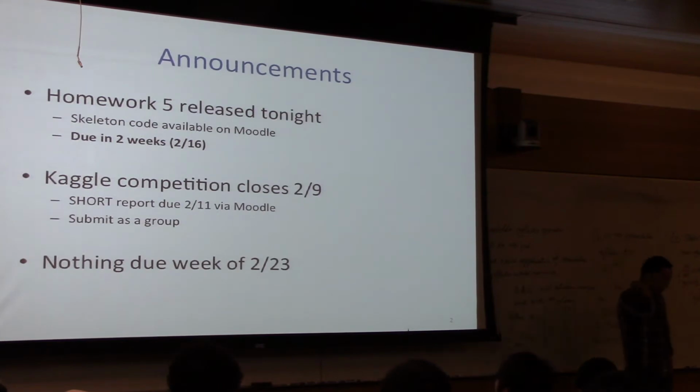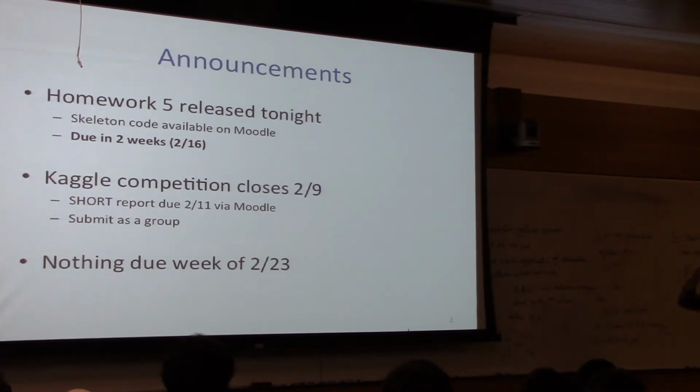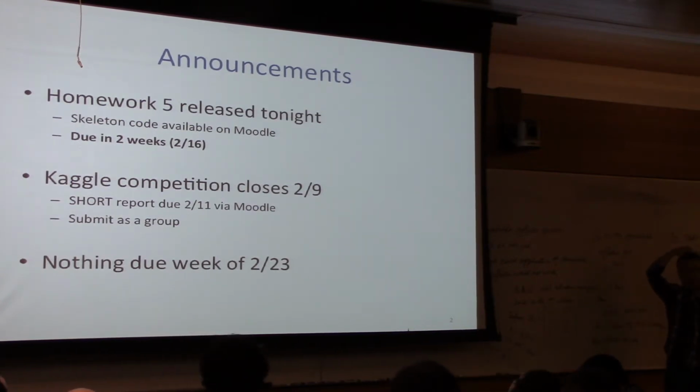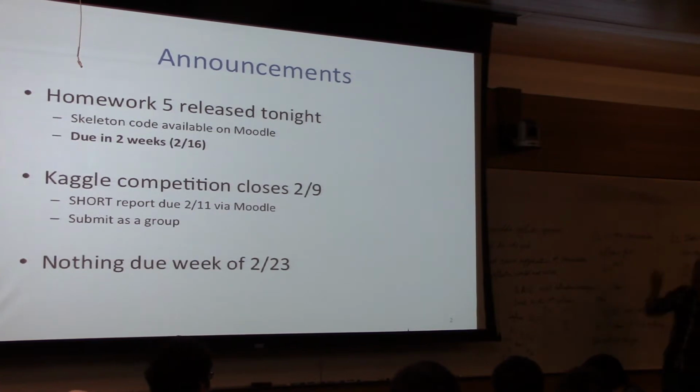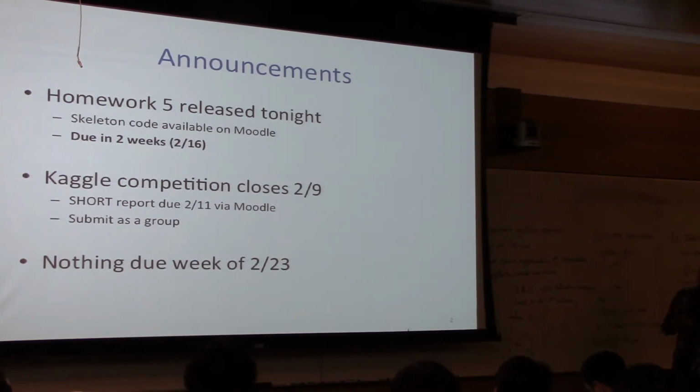First, a few announcements. Homework 5 will be released later tonight. It will be due in 2 weeks. The policy of this course is there's at most one thing due a week. The Kaggle competition is due next week, so homework 5 will be due in 2 weeks. And if you're planning ahead, there's actually nothing due the week of the 23rd. And then there'll be one thing due each week thereafter.